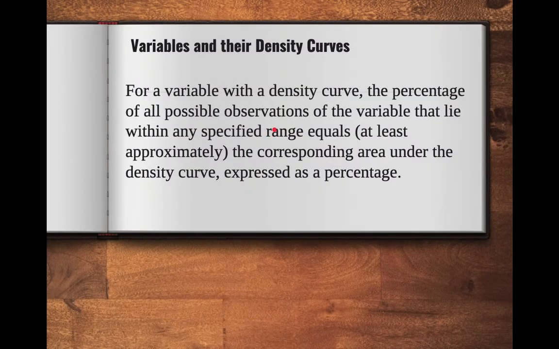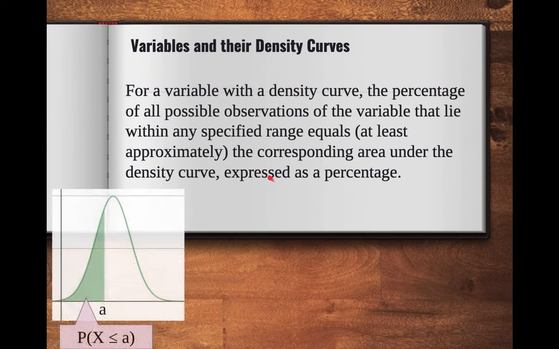And here it is. The percentage of all possible observations that lie within a specific range is equal to or approximately equal to the area under the density curve. So, for example, over here, we're looking at where less than or equal to A. The area of this shaded part of the curve is going to equal the probability.